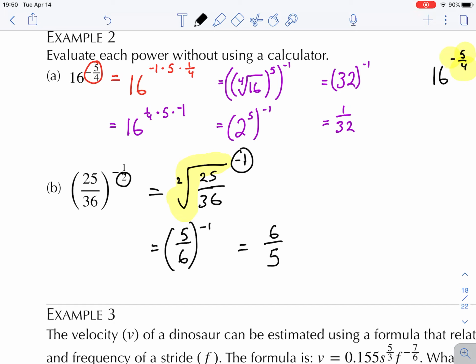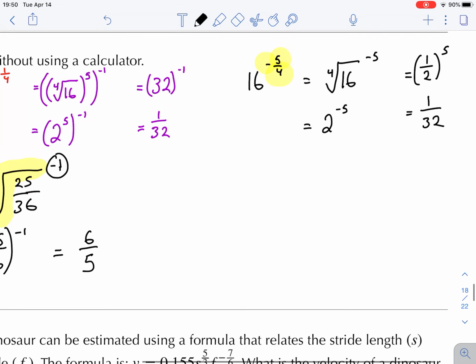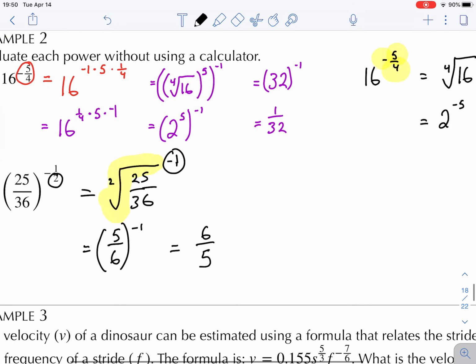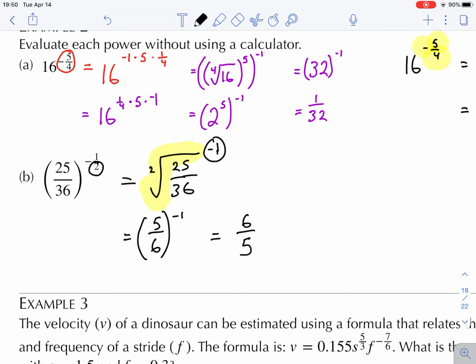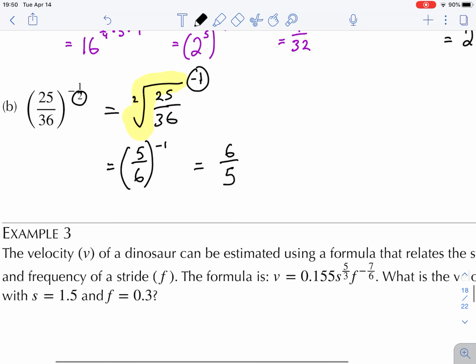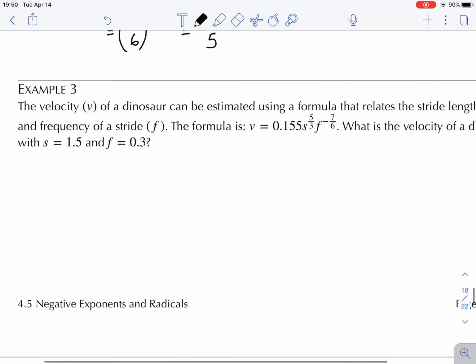So in doing these, I would suggest you deal with the denominator first. When you have a fractional exponent, you deal with the denominator. That's going to be a radical, whether it's a square root or a cube root or a fourth root. Do that first. Then, if it's got the negative, you can deal with the reciprocal. And then you can finally deal with the numerator of that fraction, which is the power.